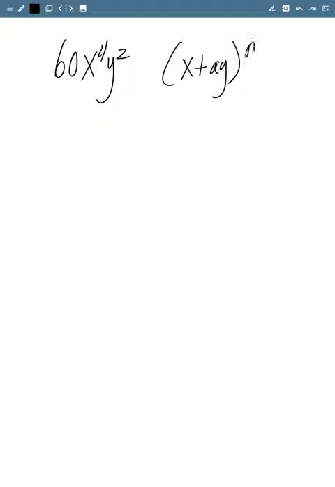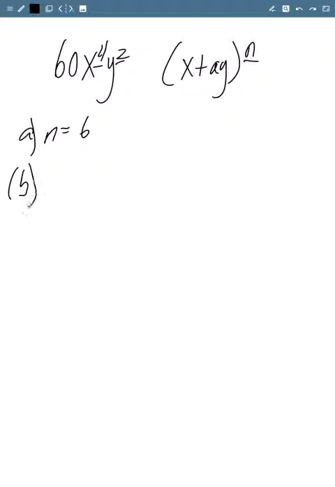Let's work this one again. We had that 60 x to the fourth y squared was one of the terms of (x + ay) to the n power. We figured out that n is going to be equal to 6. It's always going to be the sum of these powers of the terms. And then the a squared is going to be involved in the 60 over here. So the first question asks what is n equal to, and n is equal to 6.